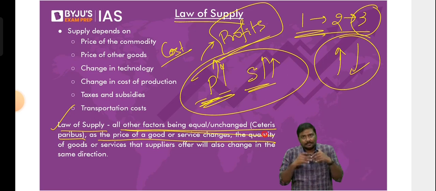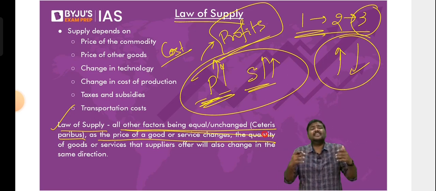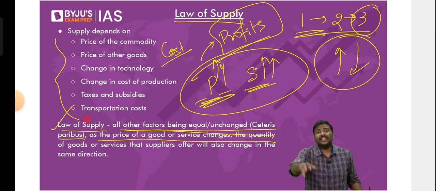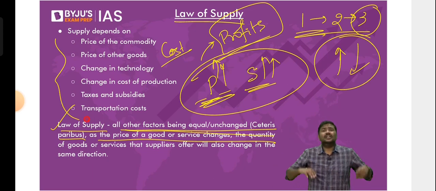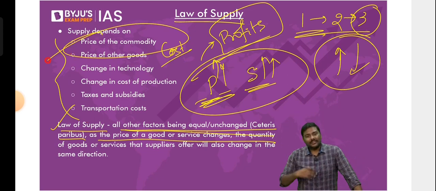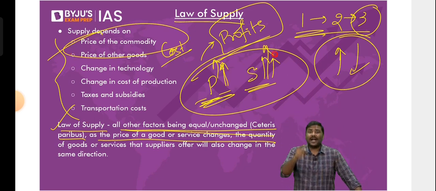They're simply assuming that nothing else in the market will change. When I say nothing else in the market will change, what do I mean? Your labor cost will not change. Cost of raw materials will not change. The technology that you're using will not change. So nothing else changes. Everything remains the same, unchanged. The only thing that changes is the price of the product. And when the price of the product goes up, the supply should also go up. Why? Because nothing else is changing.